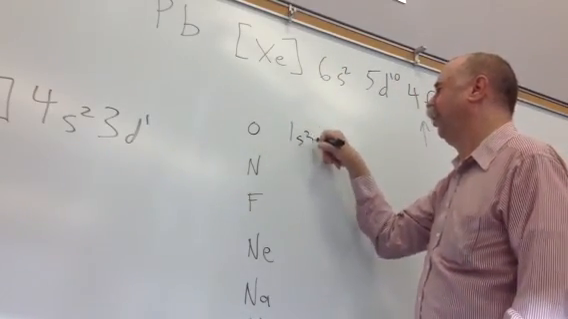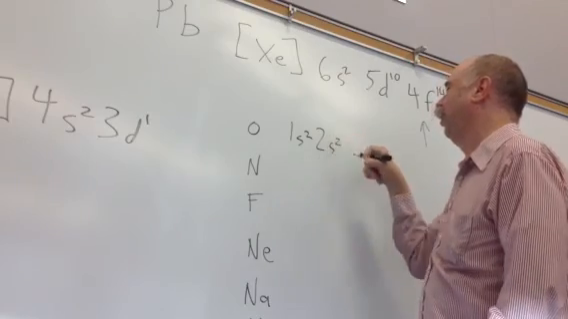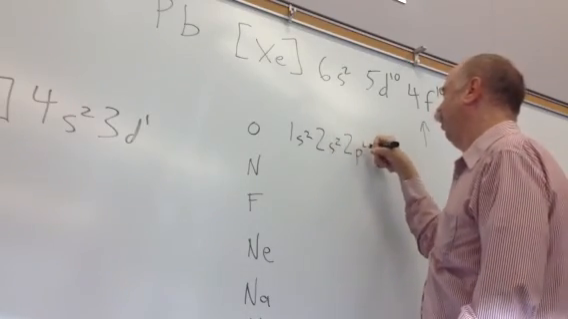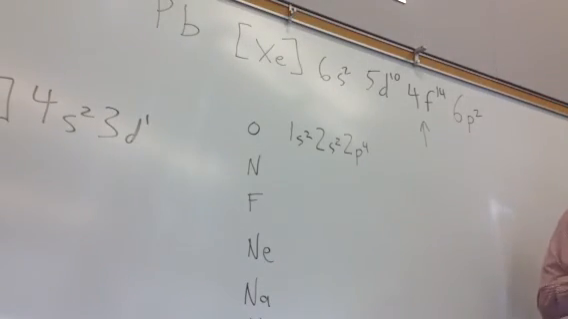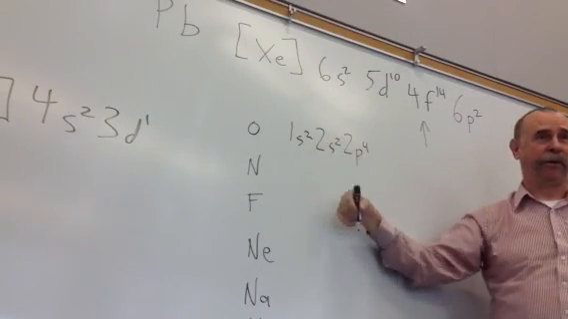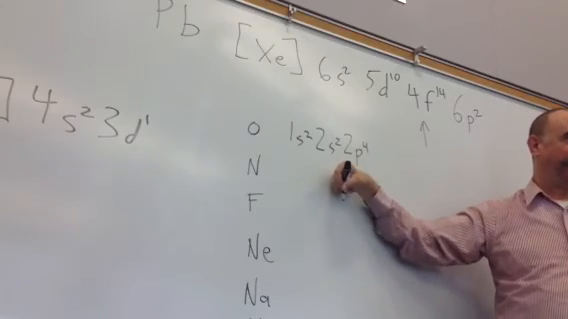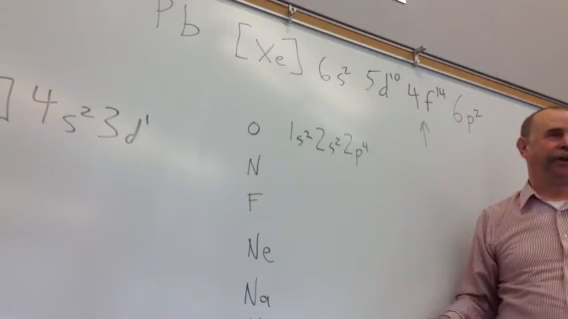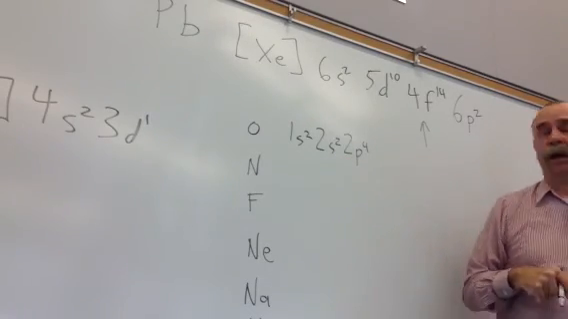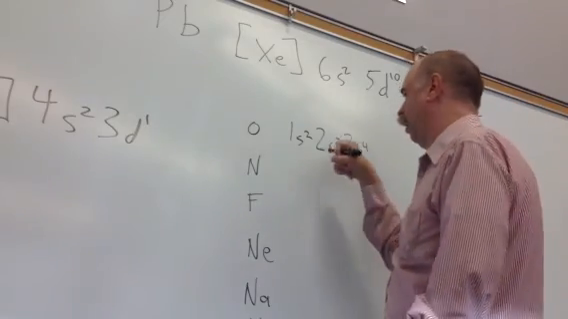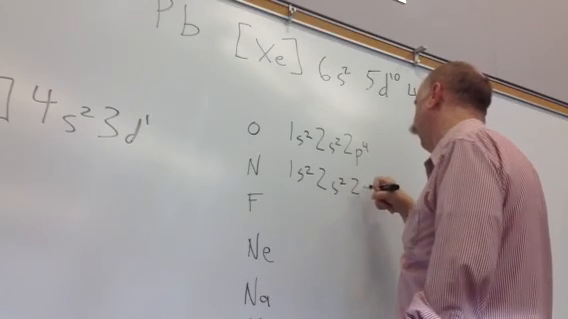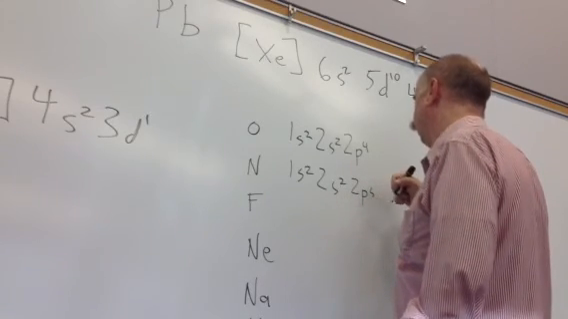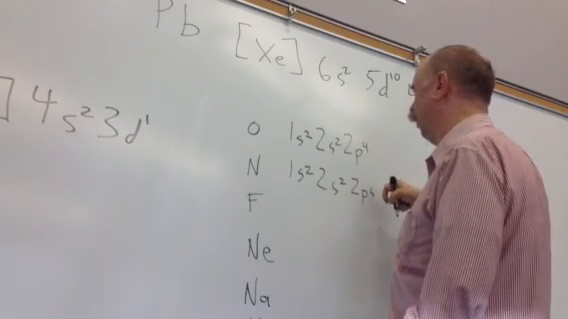Oxygen would be 1s2, 2s2, 2p4, does that sound right? For just a neutral electron configuration. I'm just going to try and zip through and do full neutral electron configurations, and we'll talk about the ions that they like to form. So nitrogen 1s2, 2s2, 2p5. Am I doing that right?